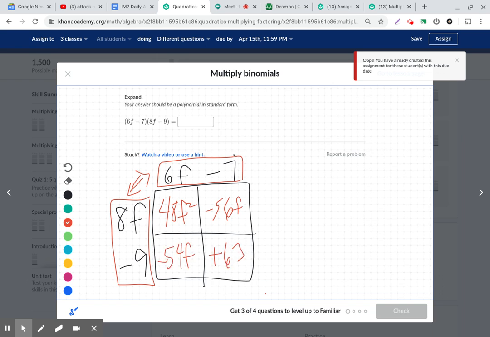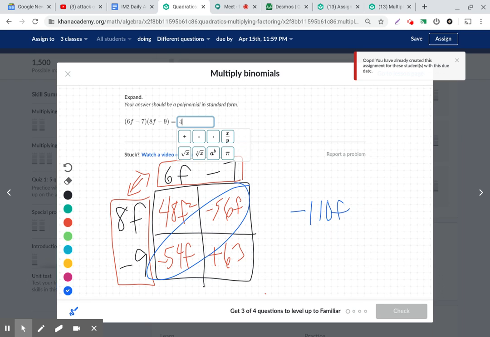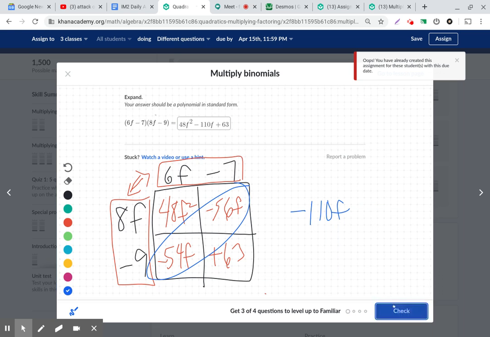There we go. So these two are the ones that you usually have to add up together. Okay, so it's going to be -110f. So 48. And basically, like I said a couple weeks ago, what we're doing is you're taking factored form and turning it into standard form. Even though I like factored form. Let's see if it works.